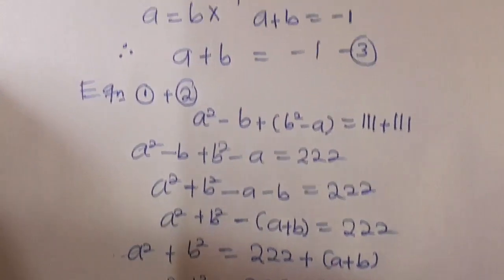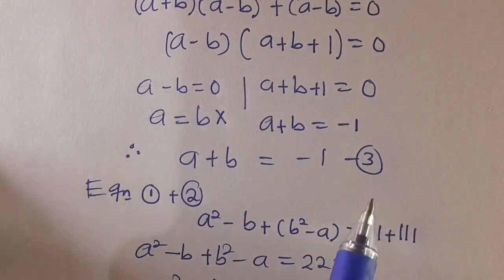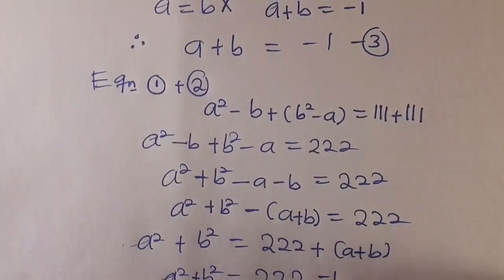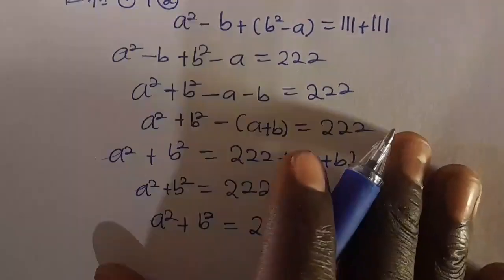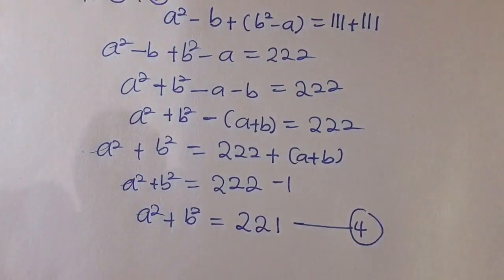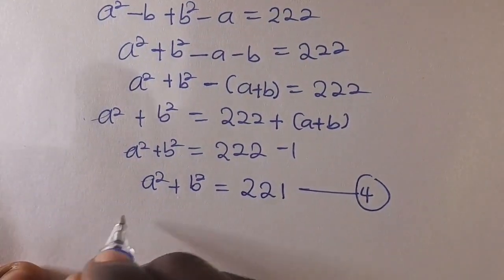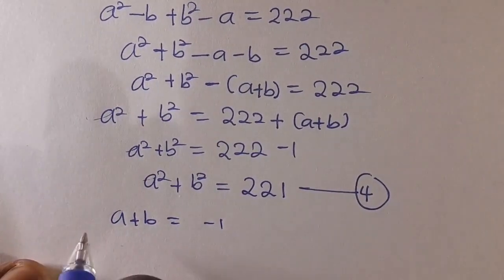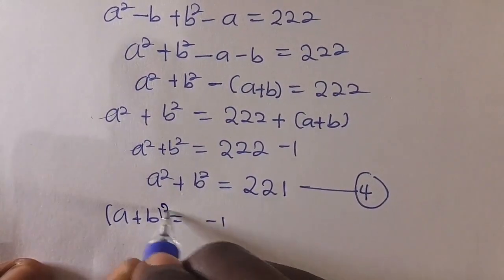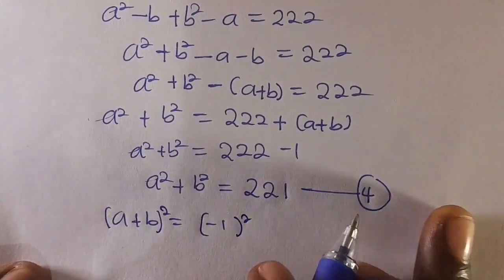Now guys, let us recall equation 3. Equation 3 is a plus b equals minus 1. Now let us take the square of both sides and see what will happen.